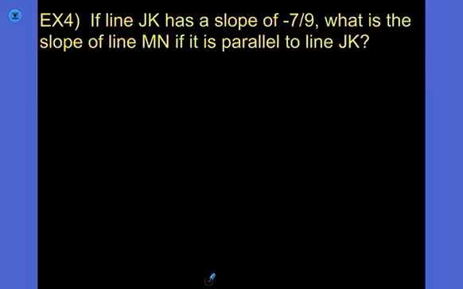Example 4. If line JK has a slope of negative 7 over 9, what is the slope of MN if it is parallel to JK? So it's important I'm talking about line JK. It has a slope of negative 7 over 9, and I want to know what is the slope of line MN if it's parallel to line JK. That word parallel tells me that my slopes are the same.